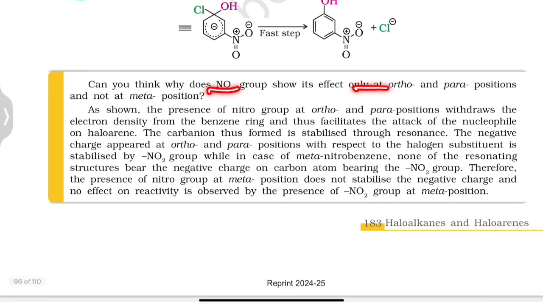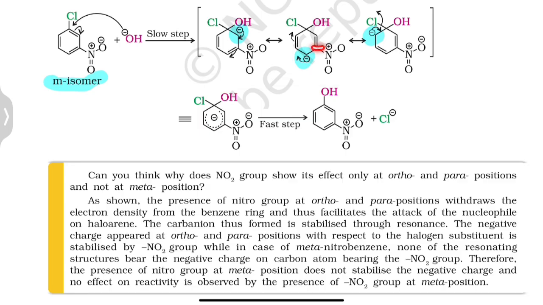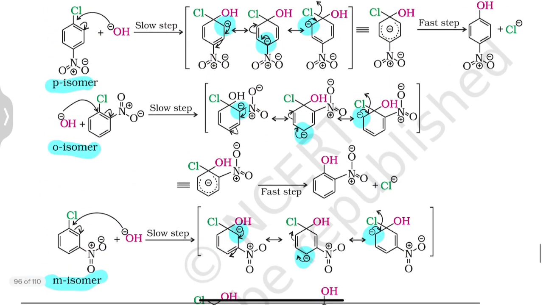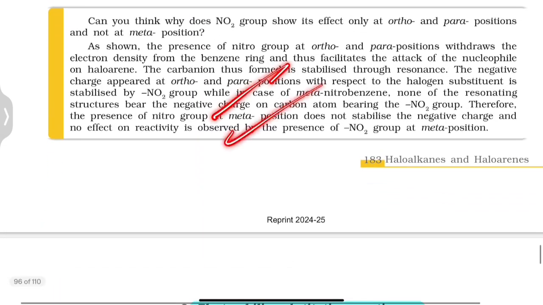So that is what is given here. A clear explanation is given of why the nitro group present at the meta position doesn't have any effect. It is because in the resonance you can see the negative sign is not present at the meta position. Therefore they cannot reduce the electron density. Whereas in the ortho and para positions, the negative sign is present, therefore they can reduce the electron density. So go through this.